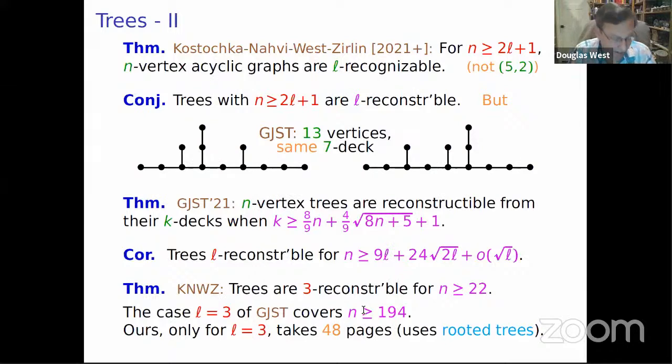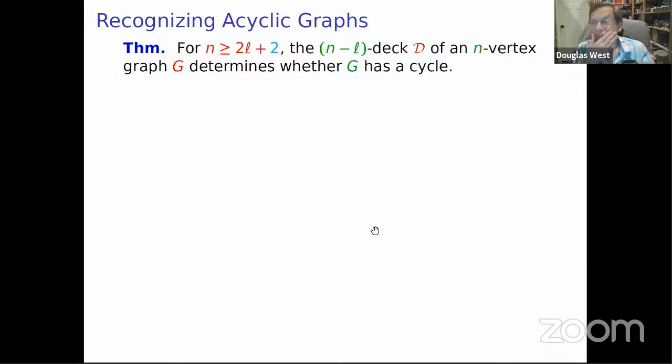Okay. Let's see, I have 10 minutes left. Let me try to tell you some of the ideas in this proof. Now, I'll actually only tell you about the ideas needed to prove this when n is at least 2L plus 2, that the n minus L deck of an n-vertex graph determines whether the graph has a cycle. We proved it also when n equals 2L plus 1, but that case is about 2 or 3 times as long, so it needs other ideas.